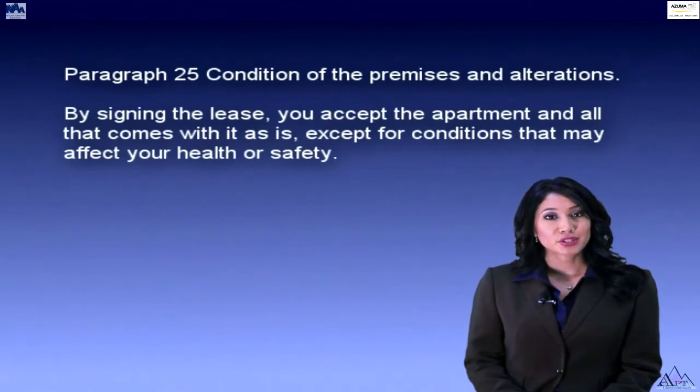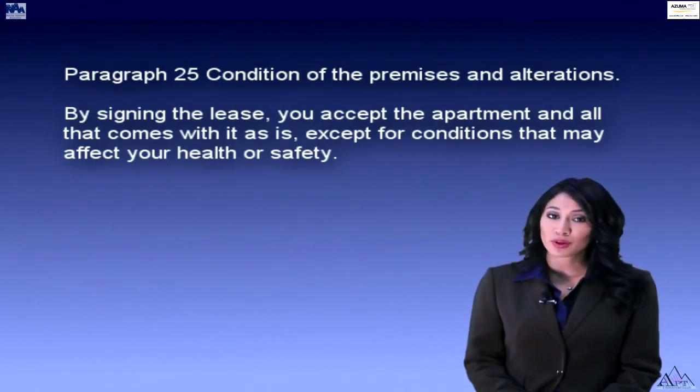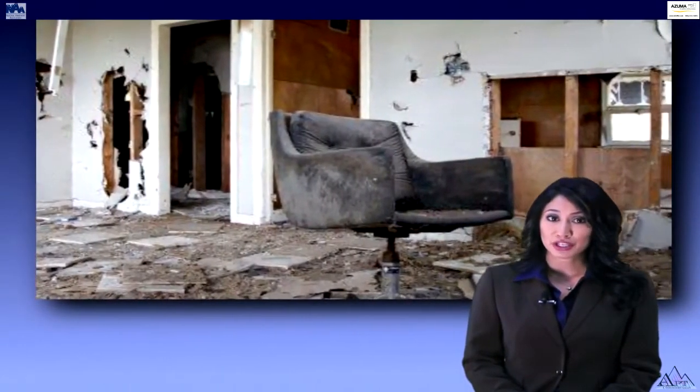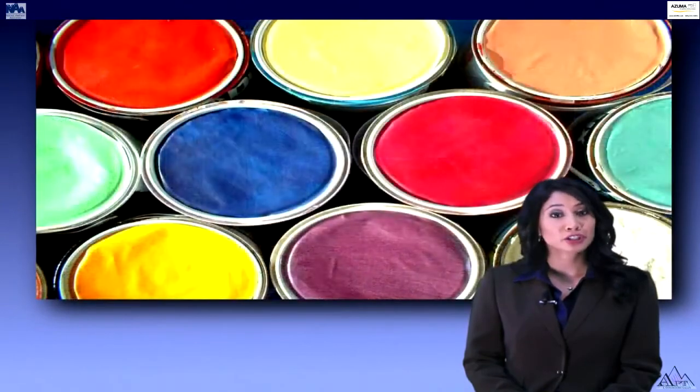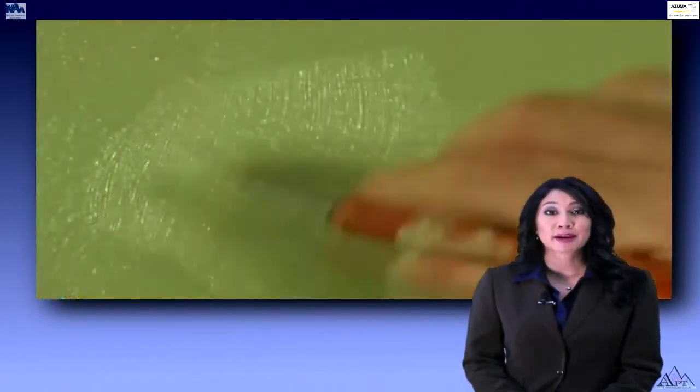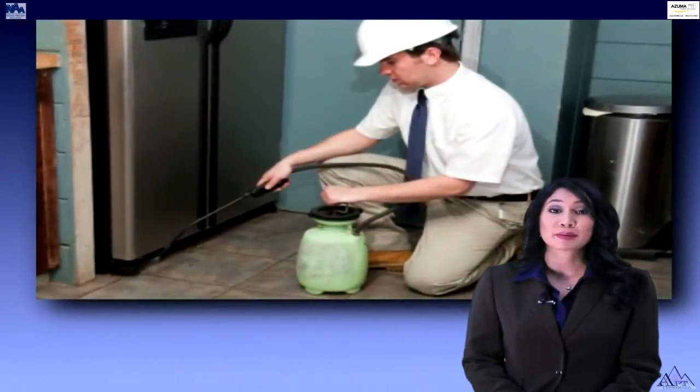By signing the lease, you accept the apartment and all that comes with it as is, except for conditions that may affect your health or safety. You are not allowed to damage the unit, repaint it, or to alter it in any way, unless authorized by law or by the property management in writing. The owner will make reasonable provisions for the extermination of pests.